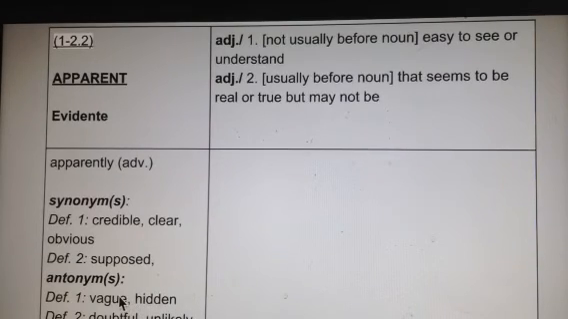With your antonyms, again, you have antonyms for the first definition, vague and hidden. Vague is like unclear. Hidden, now you don't see it, not easy to see. For the second definition, doubtful or unlikely.